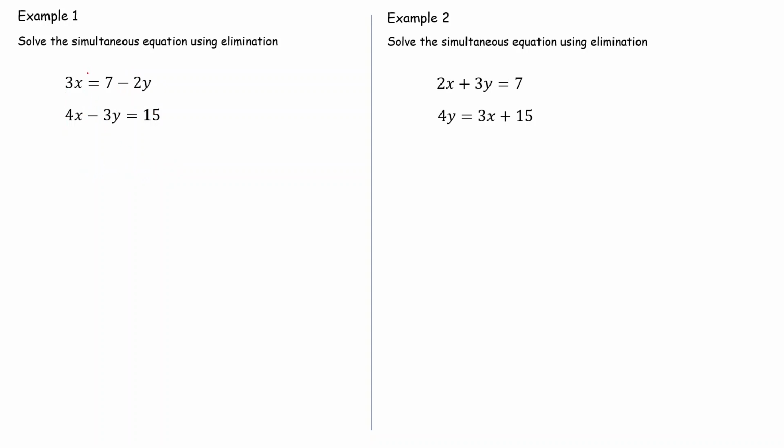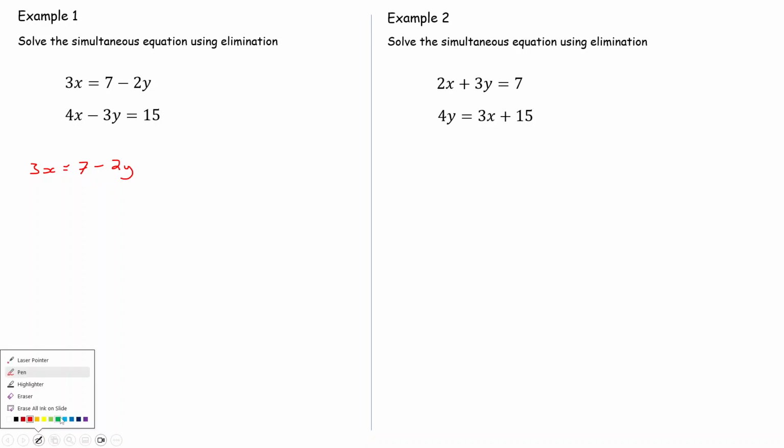So let's begin by looking at this first equation. 3x is equal to 7 minus 2y. Let's write it down here. I've got 3x equals 7 minus 2y. Really, I want to get the y parts, so this minus 2y, onto the left-hand side of the equals, because then it will be clearer, as you'll see in a second.